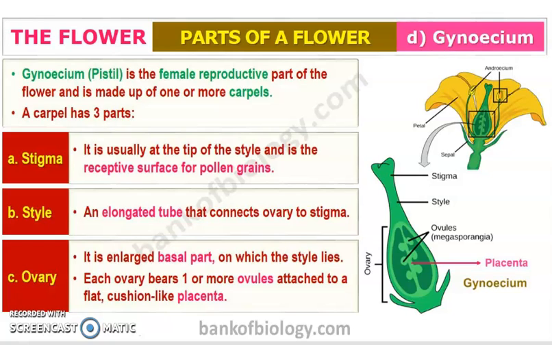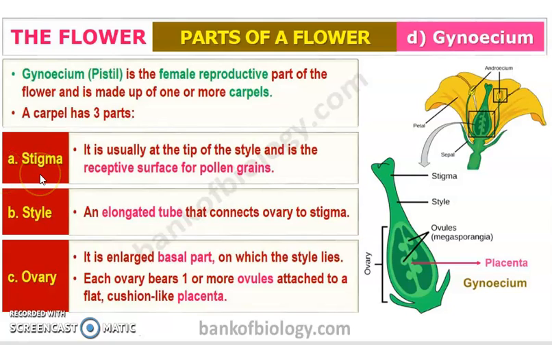So gynoecium is also called pistil or carpel. In this female reproductive part, the carpel has 3 parts. The uppermost portion is the stigma, the middle portion is the style, and the lower end is the ovary.